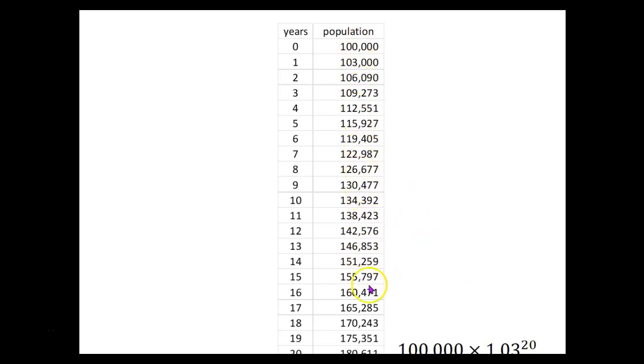So really what's happening is that with each year that goes by, you add 3% of the previous year. Or another way to look at it is you take 100% of the previous year's population plus another 3% of that. So adding 3% is the same as multiplying by 103% or 1.03. And if we do that once each year, then at the end of 20 years, the population is going to be the starting value of 100,000 times 1.03 for each year that goes by. So 1.03 to the 20th power.